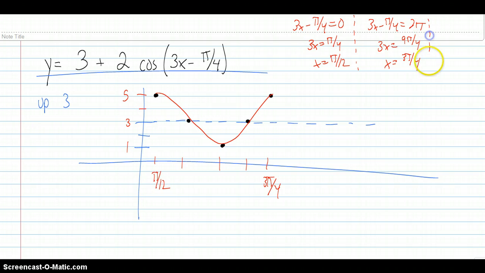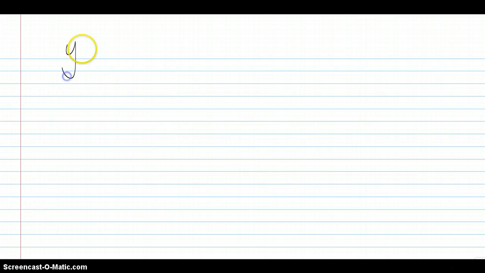Take it to the second period, you could set this function equal to 4 pi, because that's normally where the second period of cosine is going to end, or just add 2 pi over 3 onto this, since that's the period of our graph, to get what the second period is going to look like. We'll look at one more variation.